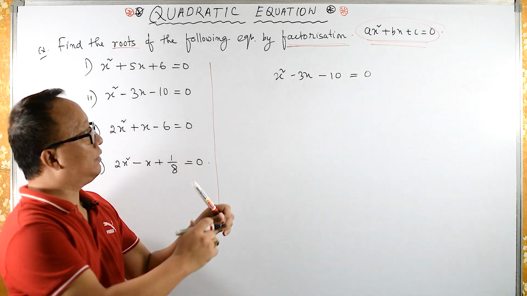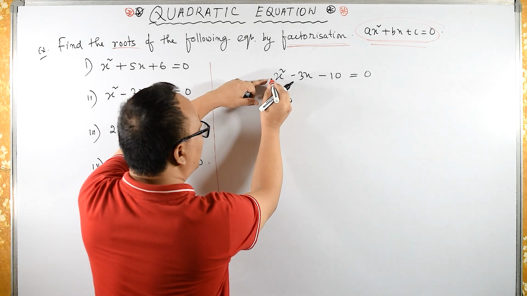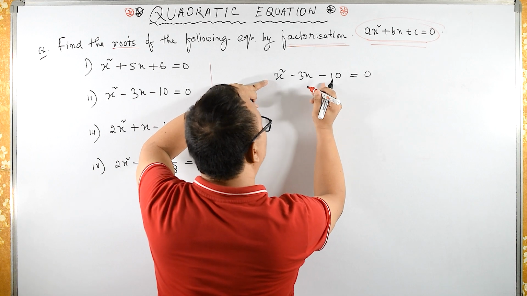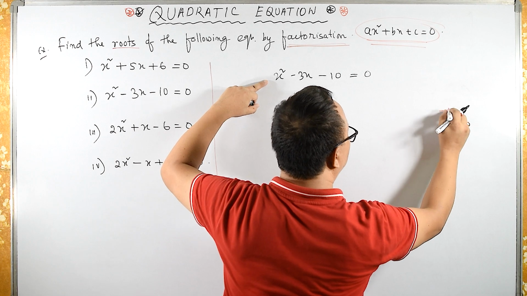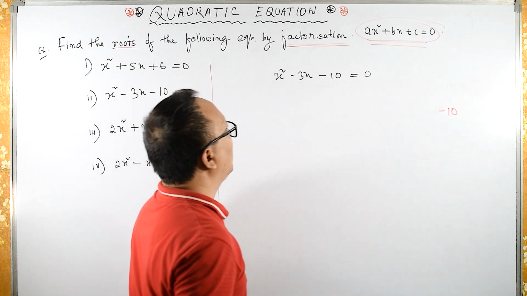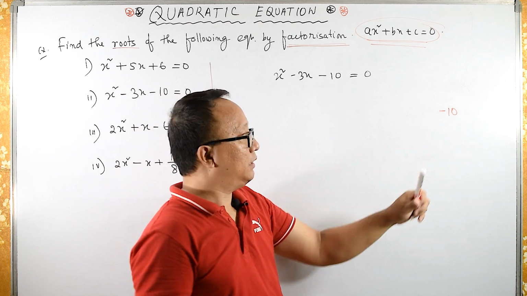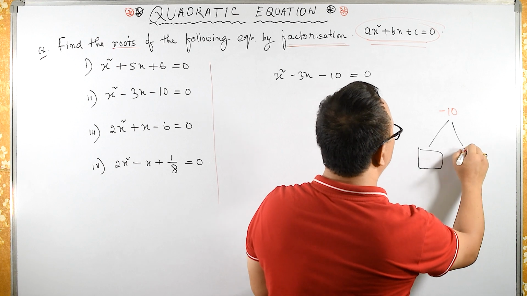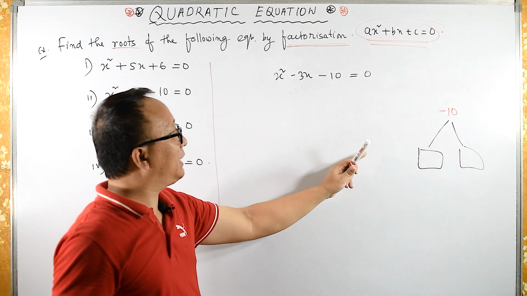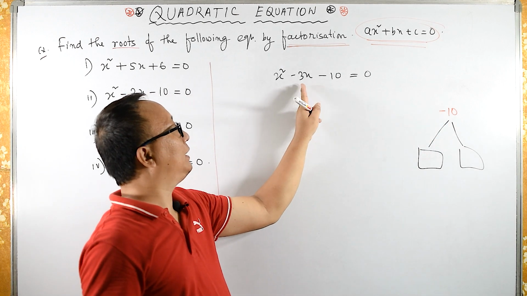As I told you before, multiply extreme left and right. The coefficient of x square is 1, and 1 into minus 10 gives us minus 10. And then we have to split minus 10 into two numbers, such that if I multiply, I should get minus 10, and if I add, I should get minus 3.